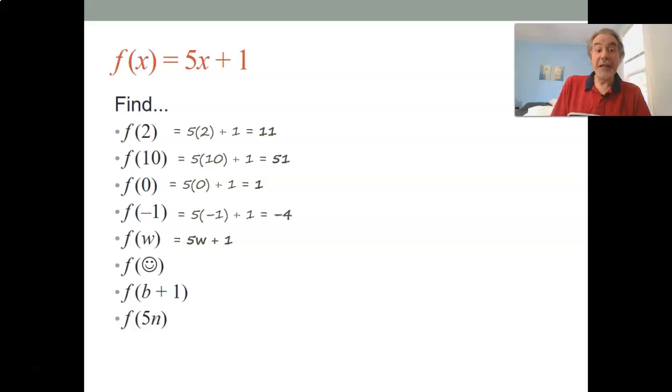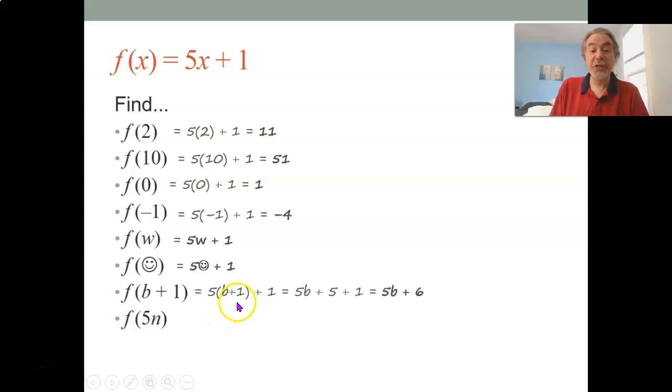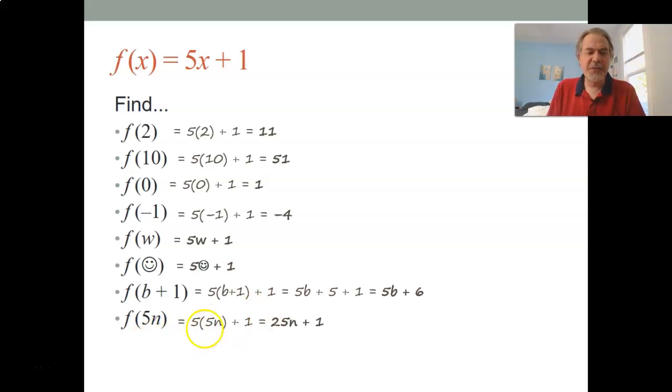f of smiley face would be 5 times smiley face plus 1. Whatever's in the parentheses here, we just put it in place of x. f of b plus 1 would be 5 times b plus 1, plus 1. And we can simplify that a bit, because if you take 5 times b plus 1 and multiply that out, you get 5b plus 5 plus the 1 on the end, so that's 5b plus 6. f of 5n would be 5 times 5n plus 1. And then 5 times 5n would be 25n, so that's 25n plus 1.